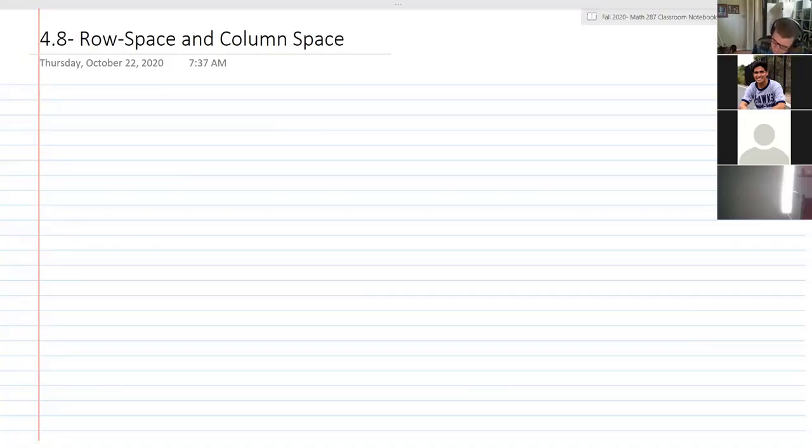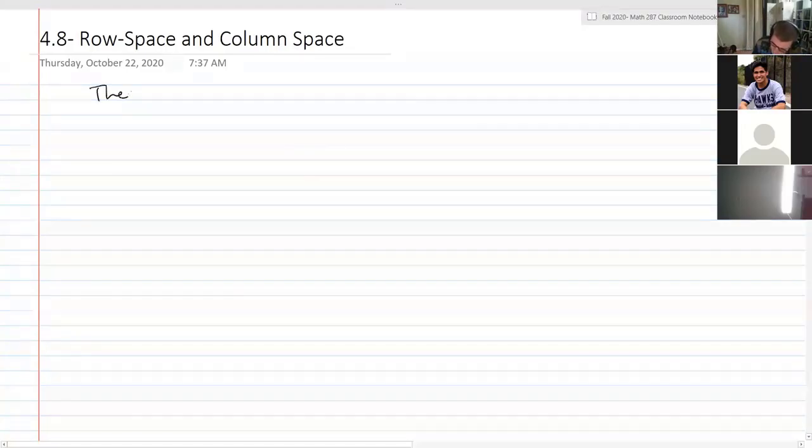So when we define the row space, just as a reminder for those of you who watched the video, but for those of you who didn't, well, now you get to see it again.